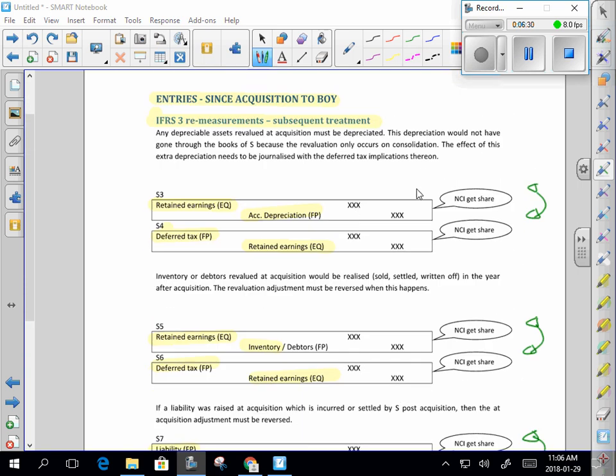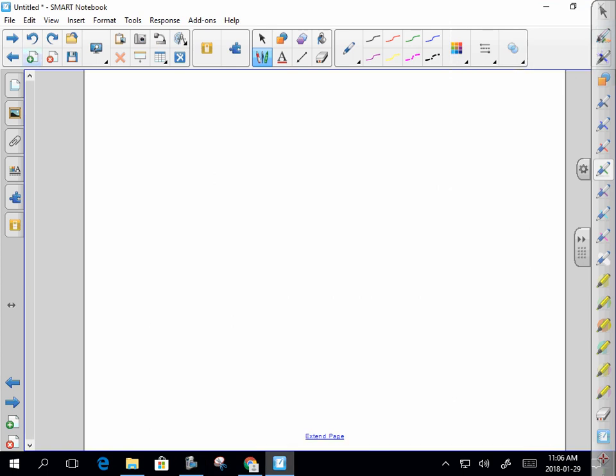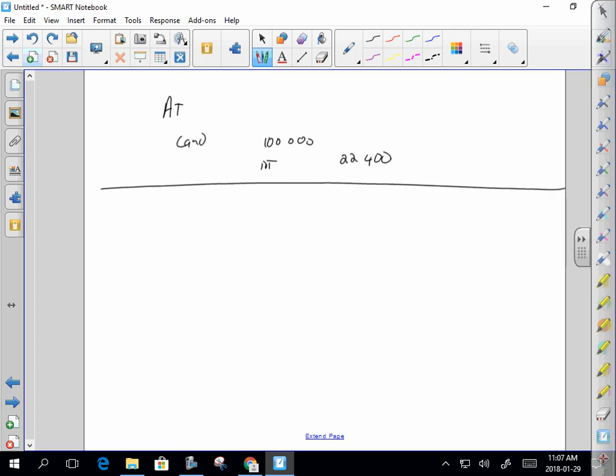Got a question here with land. What happens if the asset you revalued at acquisition was land? So in your at acquisition entry, you revalued your land, what did we say earlier? Upwards by 100,000. We said that would have a deferred tax effect of 22,400. So the process I'm asking you to go through since acquisition: you go back to your at acquisition entry, you have a look at it, you say, did we revalue anything? Yes, we revalued land.